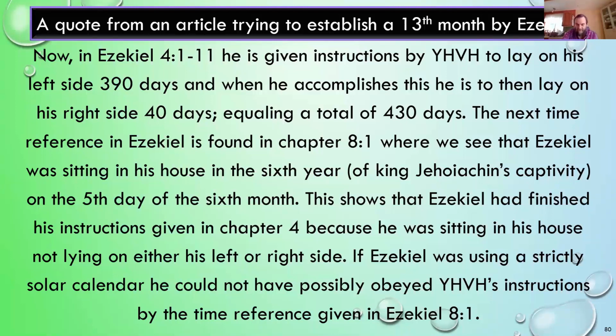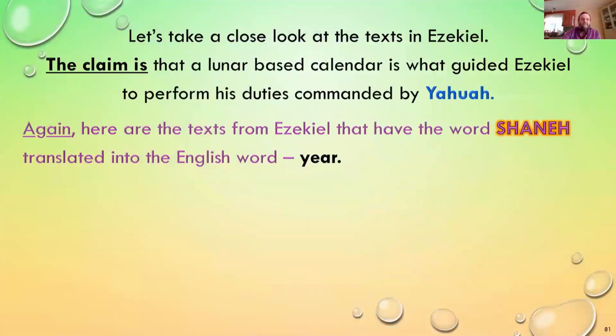Well, let's have a look at it. And I want you to notice closely that verse, Ezekiel 8:1. We're going to look at that very closely. But first, let's take a close look at the texts in Ezekiel. The claim is that a lunar-based calendar is what guided Ezekiel to perform his duties commanded by Yahuwah.